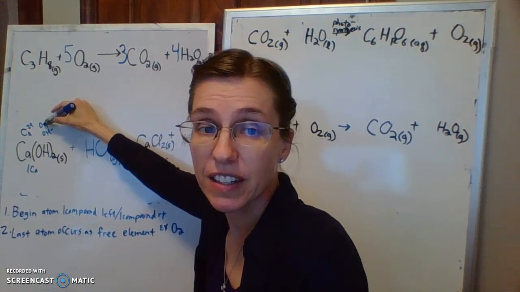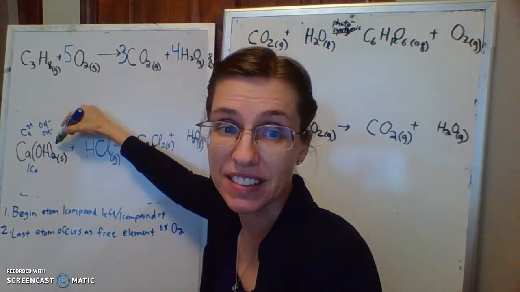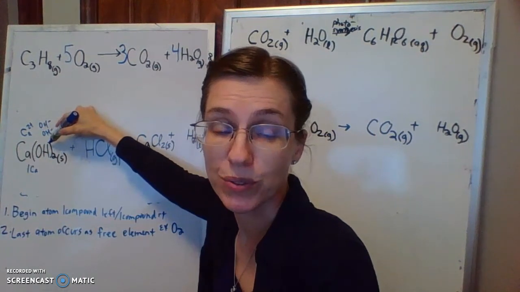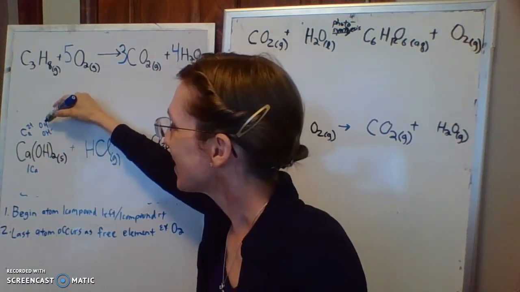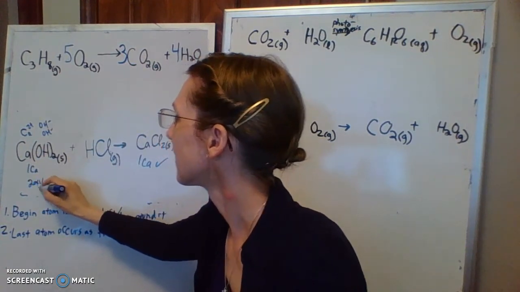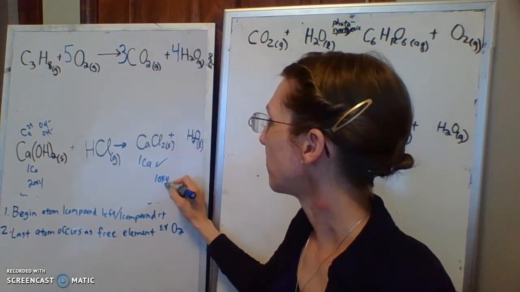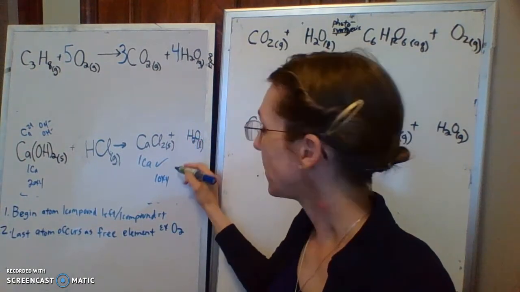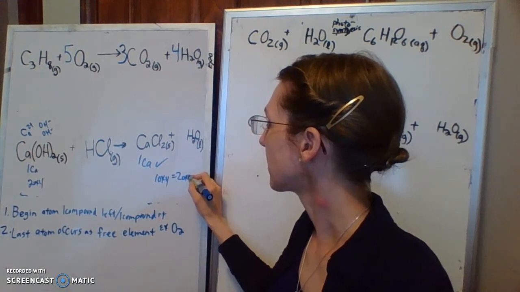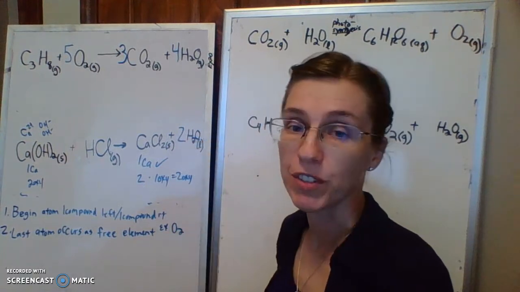The 2 here applies to everything in the parentheses, not just the H. It applies to the O also. So we have 2 oxygens over here. Over here, we have 1 oxygen from water. Well, we need it to have 2 oxygens, so we need to multiply that by 2, which means 2 is the coefficient for water.